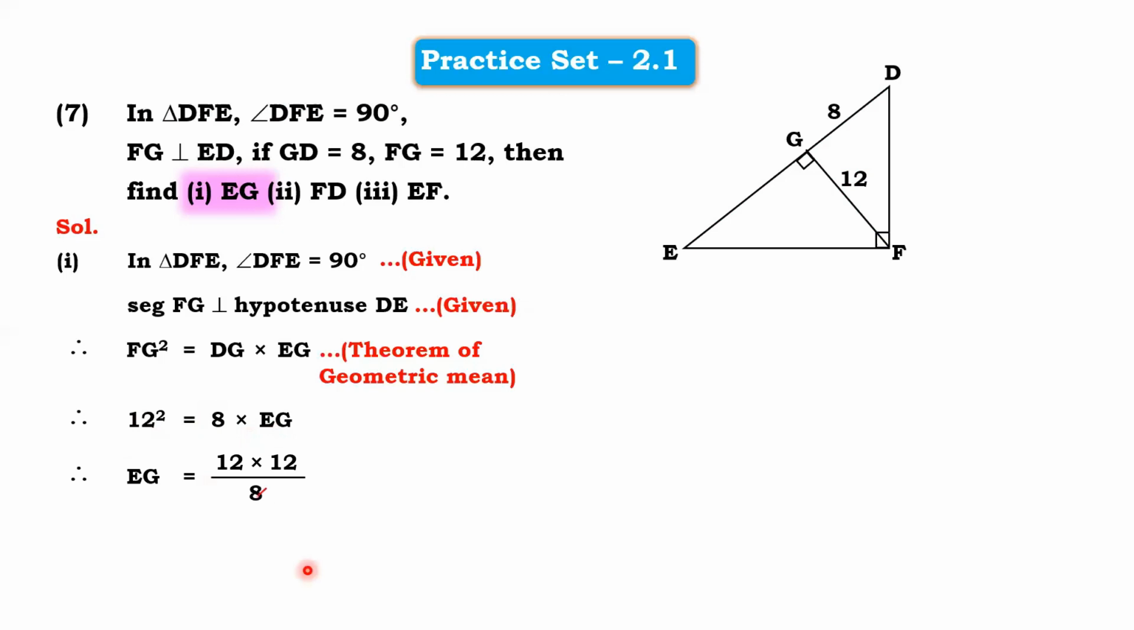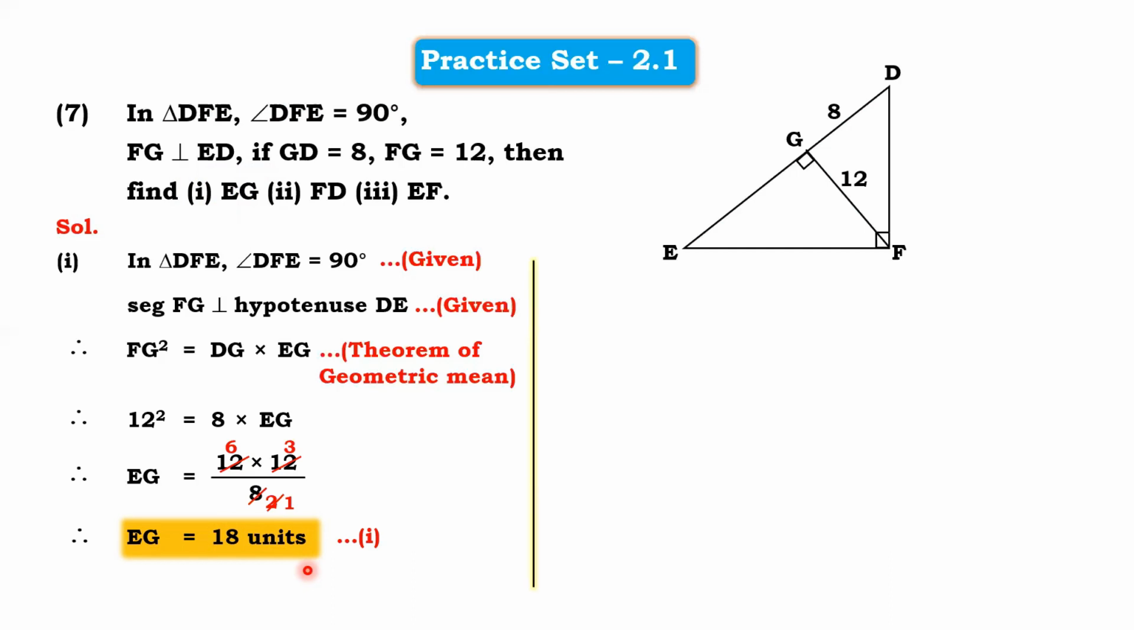Now we can divide: 4 2s are 8, 4 3s are 12. Then 2 1s are 2, 2 6s are 12. So we have got the answer for EG. EG is equal to, now tell me students, 6 into 3 is how much? Yes, 6 into 3 is 18. But what 18? Units, because there is no unit given to us in the question. So answer would be 18 units. So this is the answer for EG. This is equation 1, because we'll be using it for further finding FD and EF. Is it clear? So now students, after finding out EG, let us move on to find out FD.